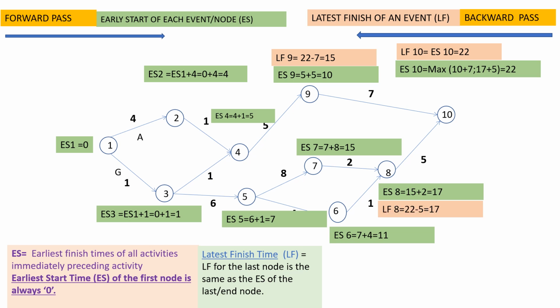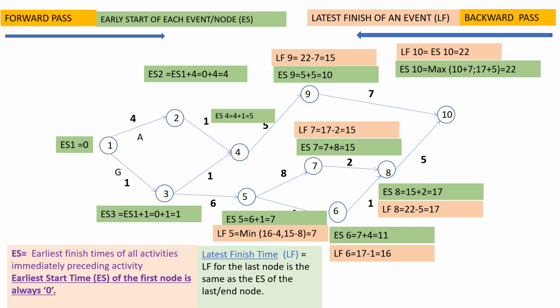Now latest finish at 8th node is latest finish at 10th node minus duration 5. So 22 minus 5 equals 17. Latest finish at 7th node equals 17 minus 2 equals 15. Latest finish at 6th node equals 17 minus 1 equals 16.